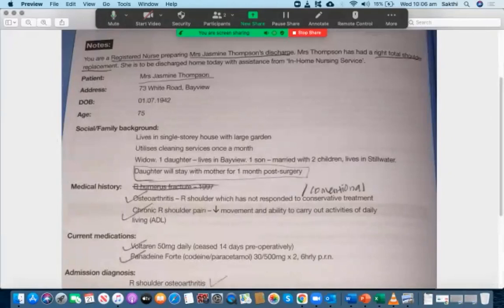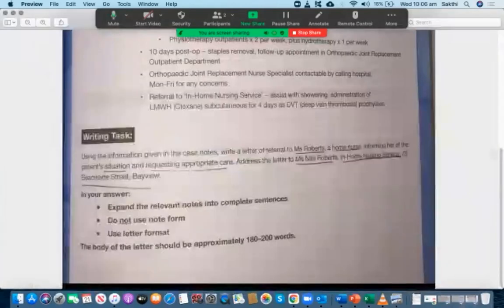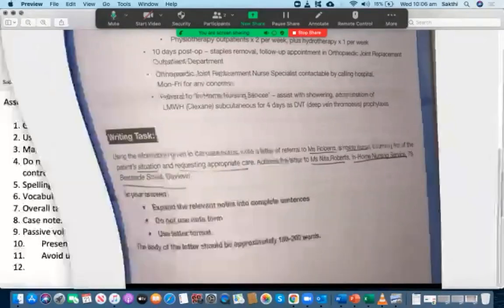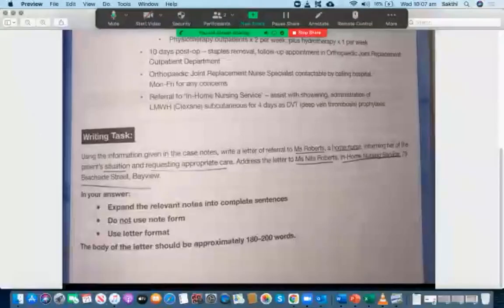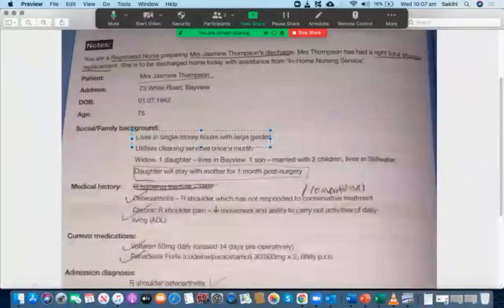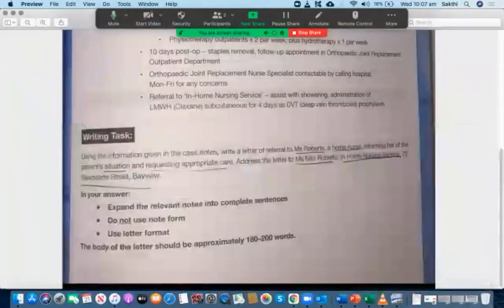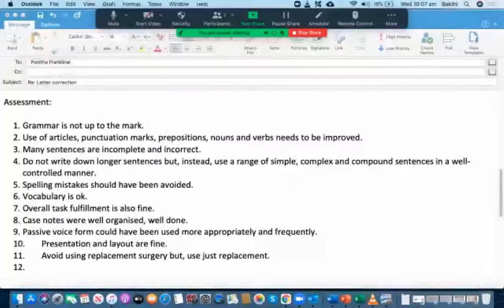That's all right. Lives in a single story house with a large garden. Try to use different words. Vocab, you know, you could have used some synonyms instead of writing just the same words. For example, with the large garden, you can use big garden. The same thing is applicable with other phrases as well. For example, lives in a single story. She stays in a single level home or a single level house, something like that.